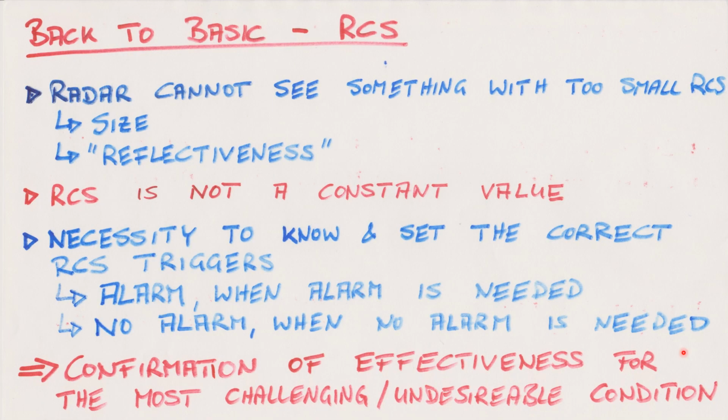So, back to the basics. Radar cross-section. We know that the radar cannot see something that is too small and does not have enough reflectiveness, or the size is too small. And we also know that the radar cross-section is not a constant value, but dependent on properties and orientation.